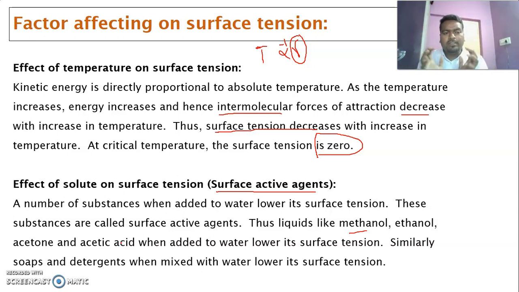This is because in water there is strong interparticle or hydrogen bonding present. But if you add these substances, they are going to break that interaction. As a result, surface tension decreases and gradually surface energy increases and they occupy more surface area. So this is how temperature and solute affect surface tension. In the next video, I am going to discuss the determination of surface tension.